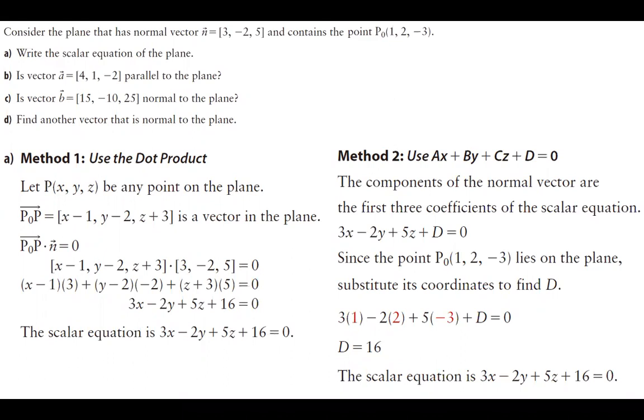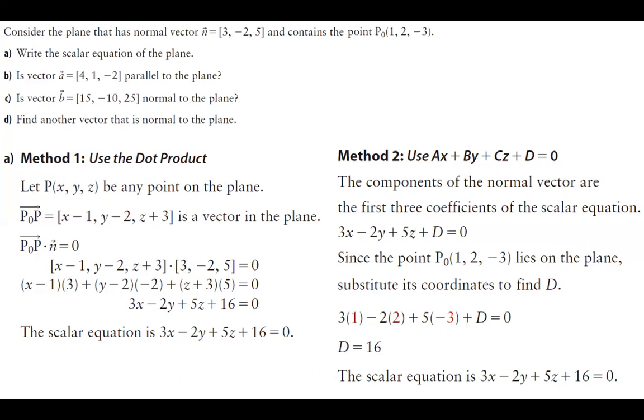Okay, in method 2, we know that if the normal vector of that plane is (3, -2, 5), then the scalar equation of that plane can be expressed as 3x minus 2y plus 5z plus d equals 0, right? So the first three coefficients correspond to the components of the normal vector of that plane. Apparently, d is an undetermined coefficient, right?